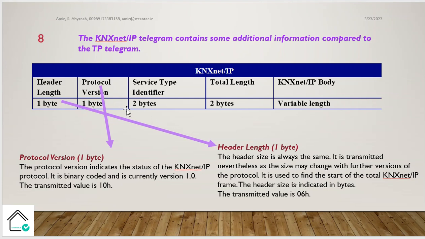The next one is the protocol version. Okay, so in each telegram packet of data we have the protocol version. It is 1 byte. The protocol version indicates the status of the KNX Net IP protocol. It is binary coded and is currently version 1.